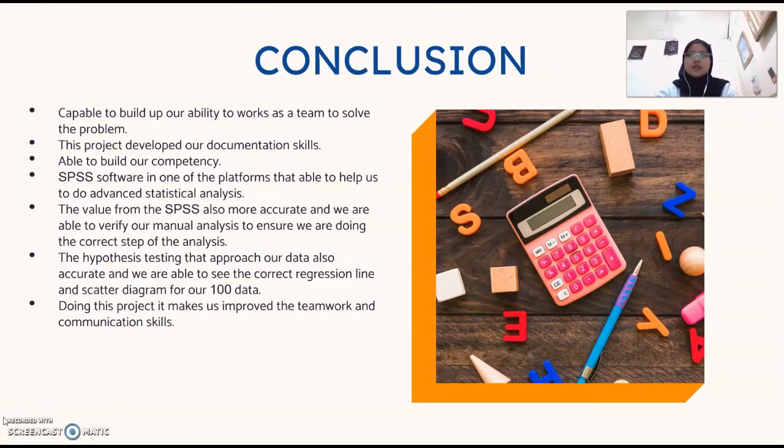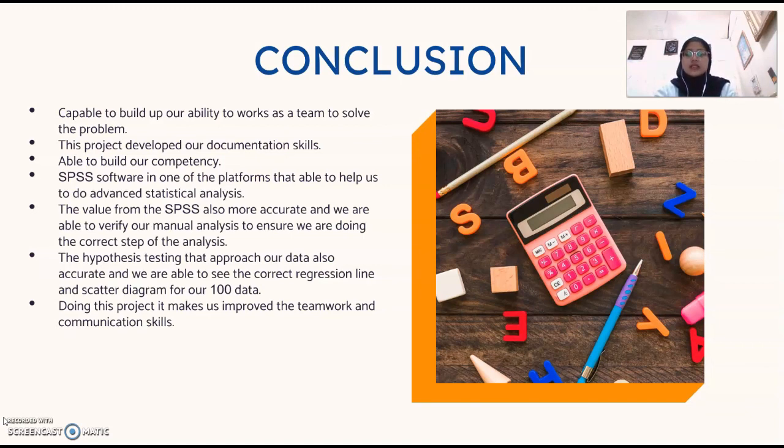Assalamualaikum warahmatullah. My name is Nur Ainatul Shakina and I will present the conclusion. Based on the project that has been given, we are capable of building our ability to work as a team to solve the problem in a specific time frame and to learn knowledge about statistics and data analysis. This project uses our knowledge and ability to find the type of distribution used to find the solution of the problem statement. Furthermore, this project developed our documentation skill, where we document all the work performed by our group in completing the task.